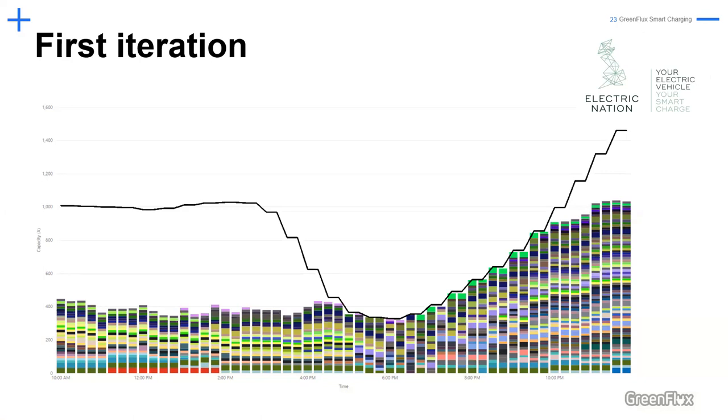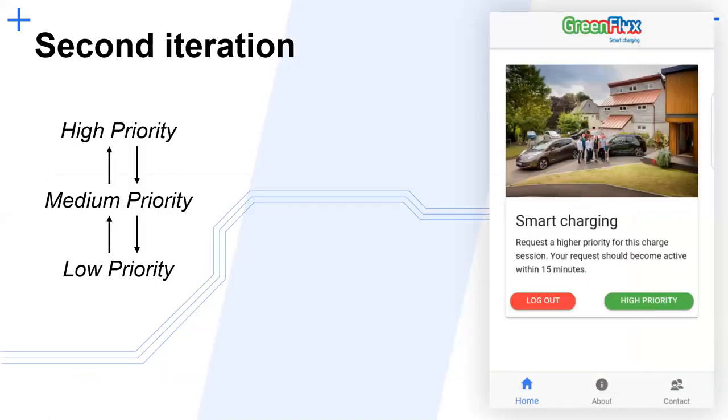They had what was coming to them, and we just managed their charging. They had no influence over it. In the second iteration, we did more or less the same, but we introduced an app, a user app.